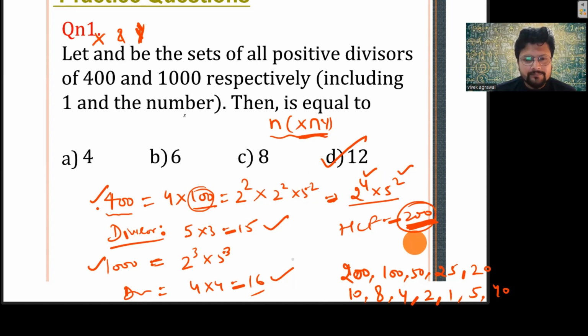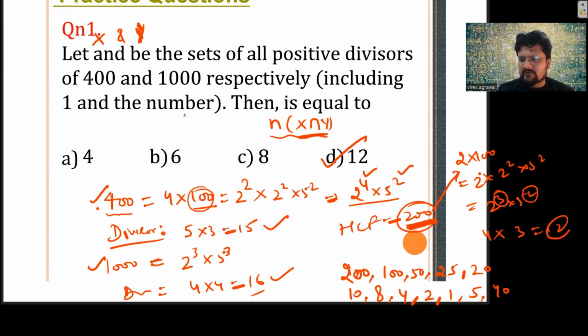Any doubts here? Sir, here we can just take the HCF and then find the number of factors of the HCF. That will also work. Yes, we can also do that. So we can factorize 200. This will be nothing but 2 into 100, and 100 is nothing but 2 square into 5 square. That is 2 cube into 5 square. So the power will be 4 and here the power will be 3. So 4 times 3 is 12.